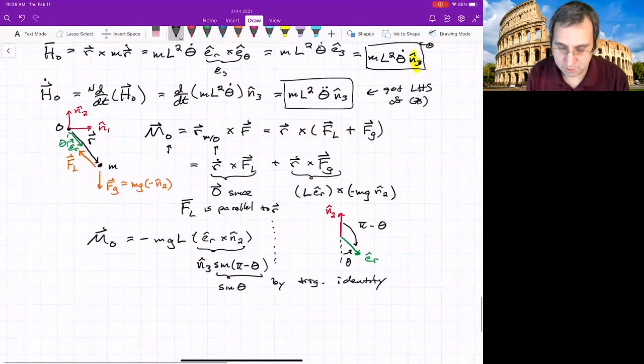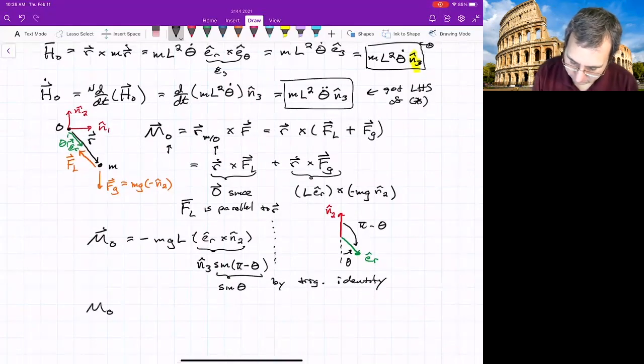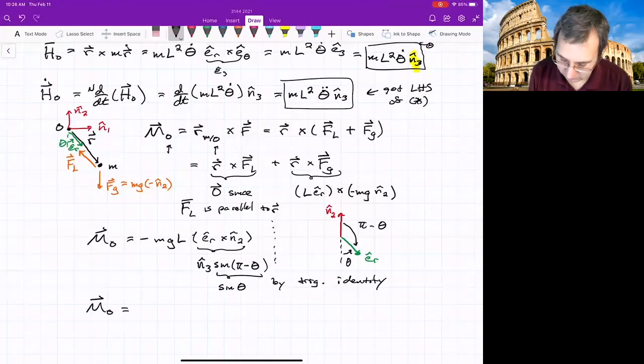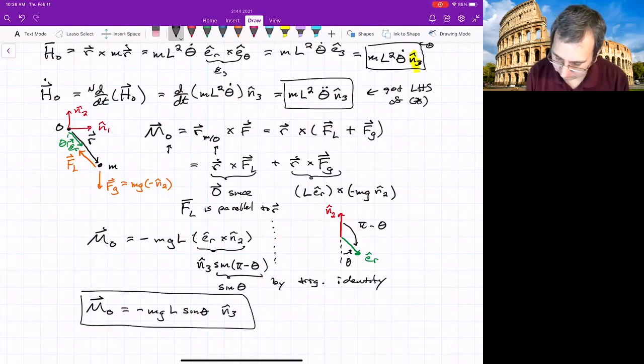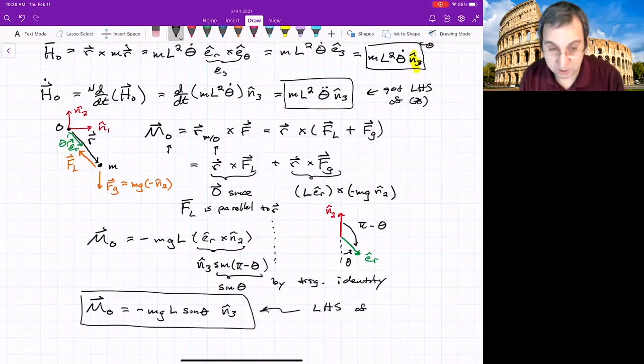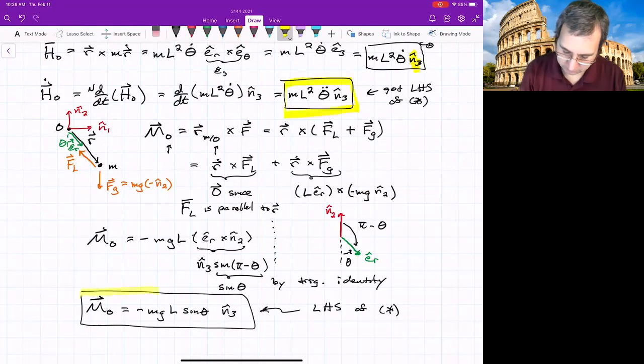All right then. So the moment is negative MGL sine theta and in the N3 direction. So this would be the left-hand side of that rotational dynamics equation, or the angular momentum rate equation. So now we've got both sides. We got this and we got this.